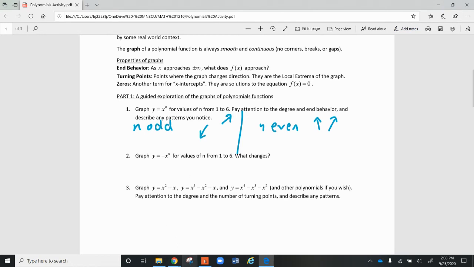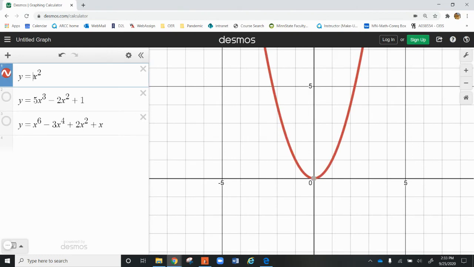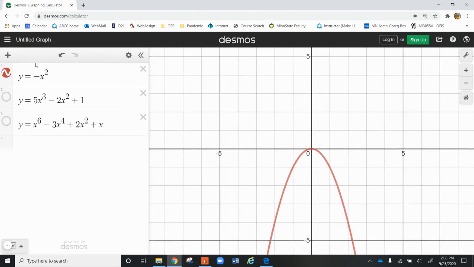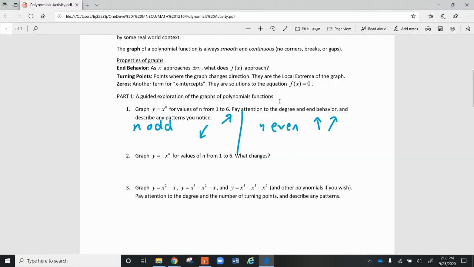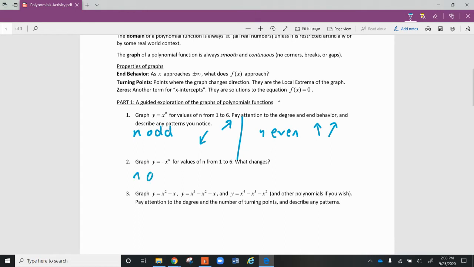Now, if you do the same thing, but you throw a negative in front, then suddenly it reflects over the x-axis, and everything is opposite. Now we're alternating between up on the left and down on the right versus down on both sides. So we could express it like this. If n is odd, we have up on the left, down on the right, versus if n is even, we have down on both sides. So the end behavior seems to depend on the degree, whether that n value is odd or even, and it also depends on the coefficient, whether it's positive or negative.